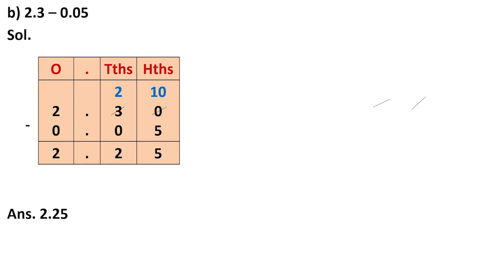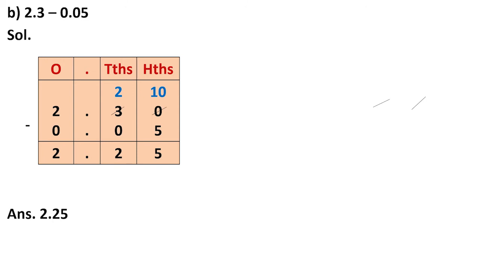Next one is 2.3 minus 0.05. So what we have done here is we have taken the places according to their value. This is ones place, this is tenths place and this is hundredths place. So 2.30 we have written, making them like decimals by adding 0, and the second number is 0.05. So 5 cannot be subtracted from 0. We have taken borrow from here and this will become 10. This will become 2. So 10 minus 5 is 5 and here 2 minus 0 is 2 itself. Here again 2 minus 2 is 0. So the answer is 2.25.